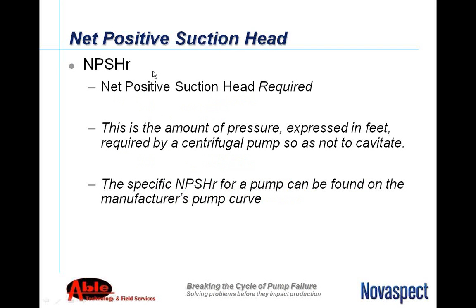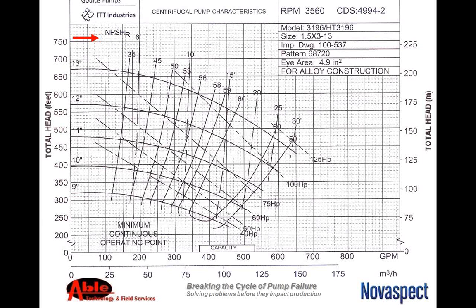We have net positive suction head required. This is what the pump curve is telling you you need to have. In order for that pump to not cavitate, you need this; it's required. This is the amount of pressure, expressed in feet on that curve that we looked at, required by a centrifugal pump so as not to cavitate. The specific NPSHR for a pump can be found on the manufacturer's pump curve, like we just mentioned.